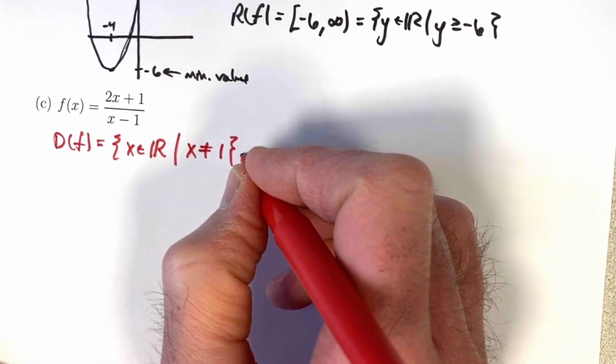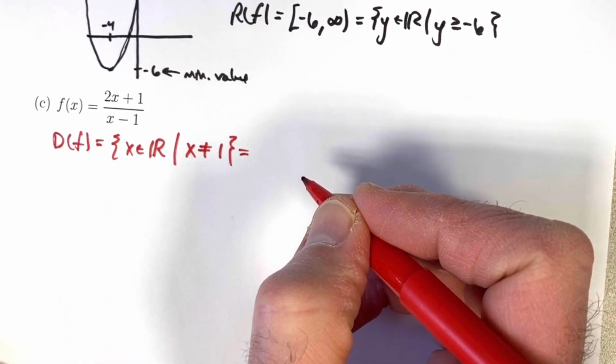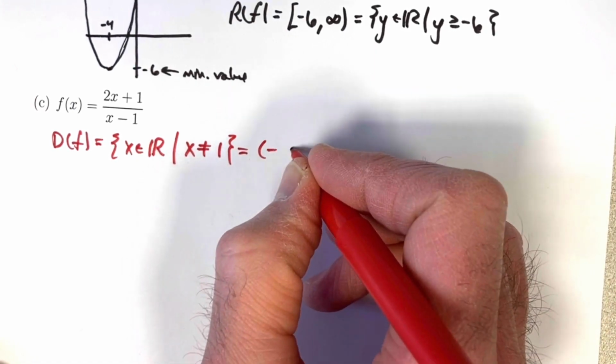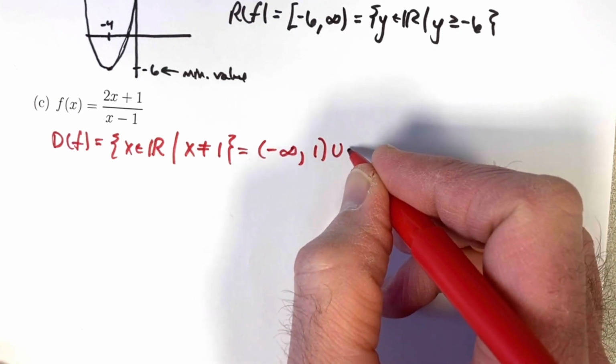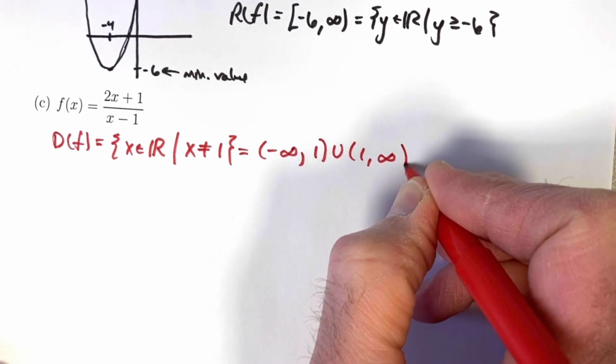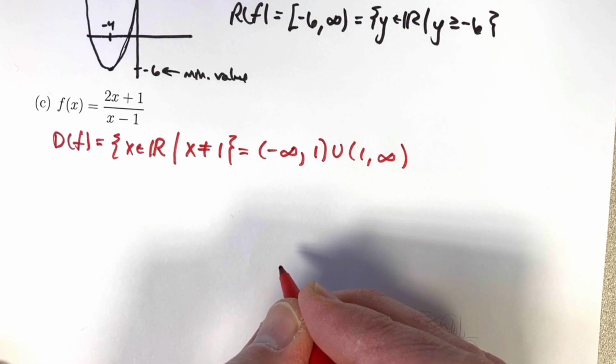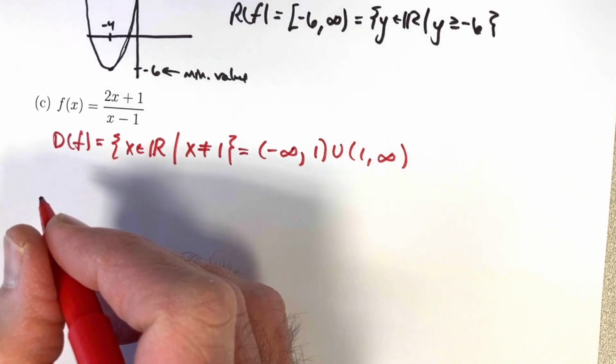I meant +1. So that is also written in interval notation as the interval from -infinity to 1, not including 1, unioned with the interval from 1 to infinity, not including 1. That would be the domain. Let's start to graph it.